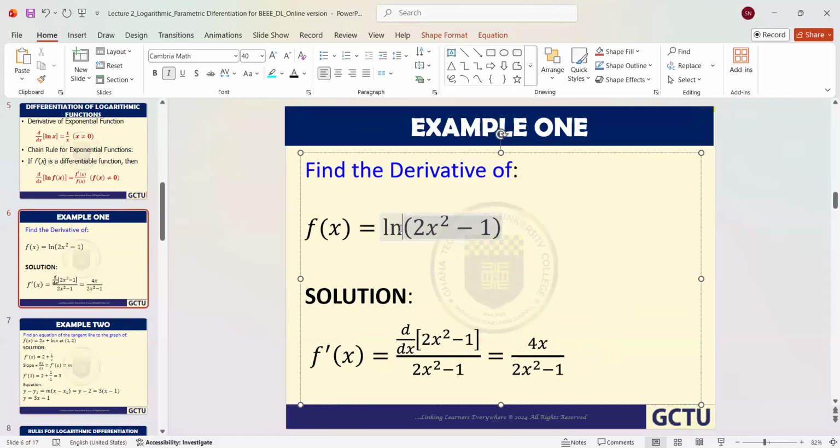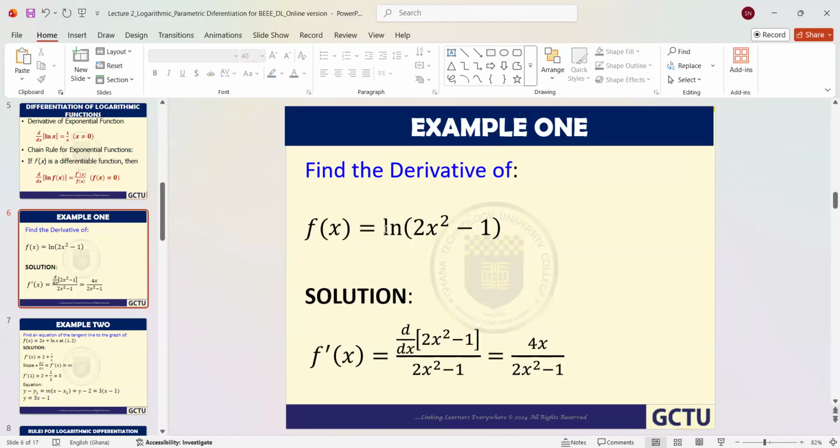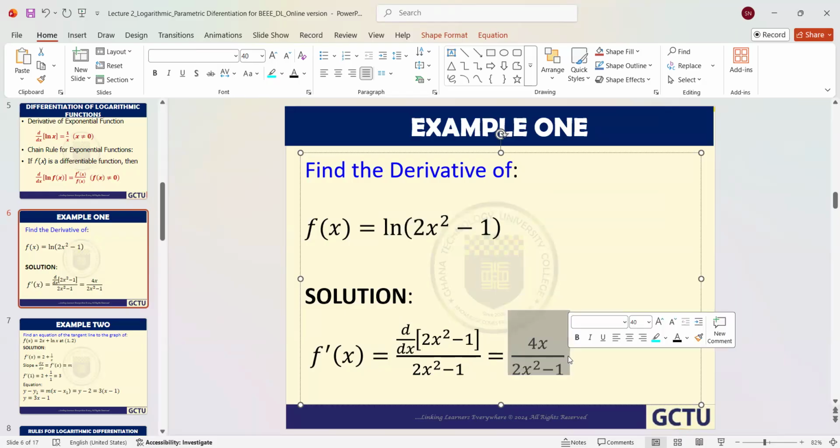natural log of, in brackets, 2x squared minus 1, then remember the rule. We differentiate 2x squared minus 1. That will be in the numerator, and then the denominator will be the function itself. Now, when you differentiate 2x squared, that will give you 4x. And then the denominator will simply become 2x squared minus 1. So the differential of natural log of 2x squared minus 1 will give us this. This is quite straightforward. There were no powers here.